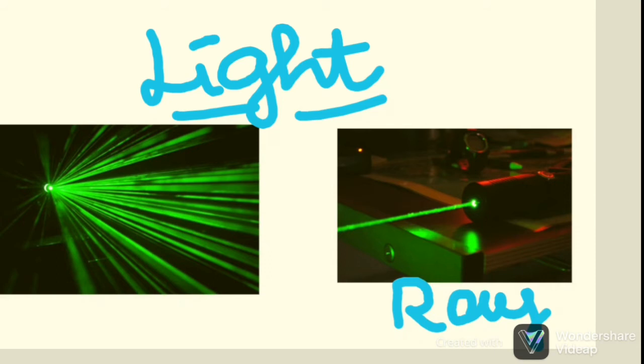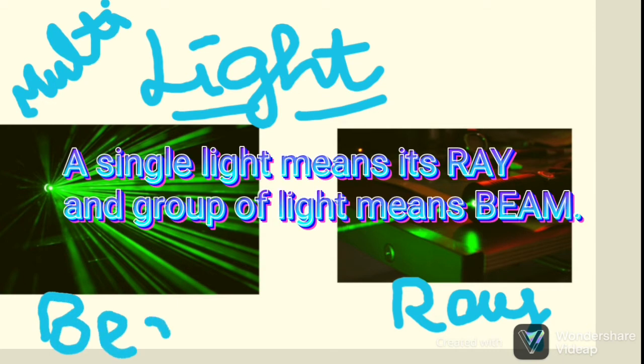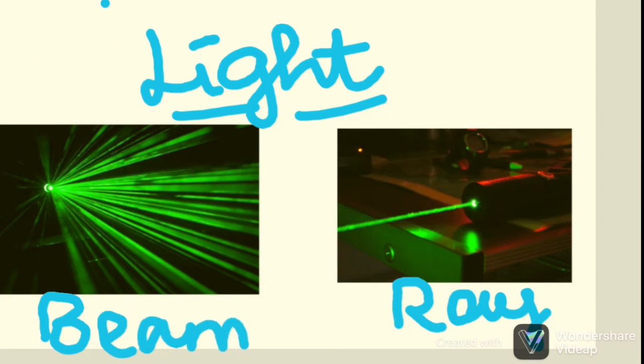If we have a single light, we will call it a ray. And if we have multiple lights, let us call it a beam. It's not a shorter beam, it's just a beam of light. So a single light means it is a ray, and a group of lights means it is a beam. I hope you could understand this.